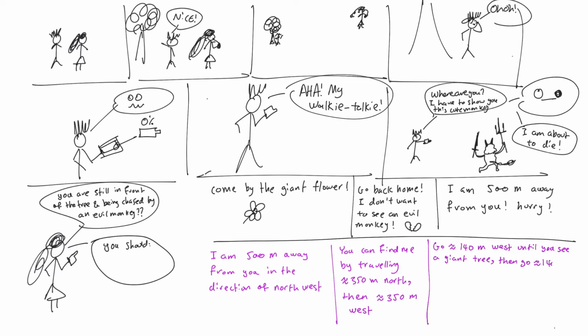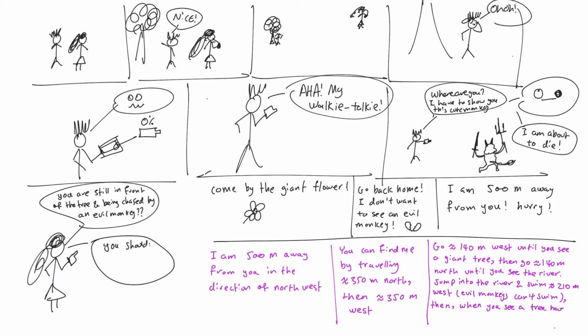So she could divide that distance into a little bit more components. So she could say, go 140 meters west until you see a giant tree, then go 140 meters north until you see the river. And this way, James kind of has an idea of where he's going. Finally, jump into the river and swim for 210 meters west. And everybody knows that evil monkeys can't swim, so he's no longer being chased by a monkey, so Carol really helped him there. Then when you see a treehouse, jump off and travel 210 meters north, and you will see me.